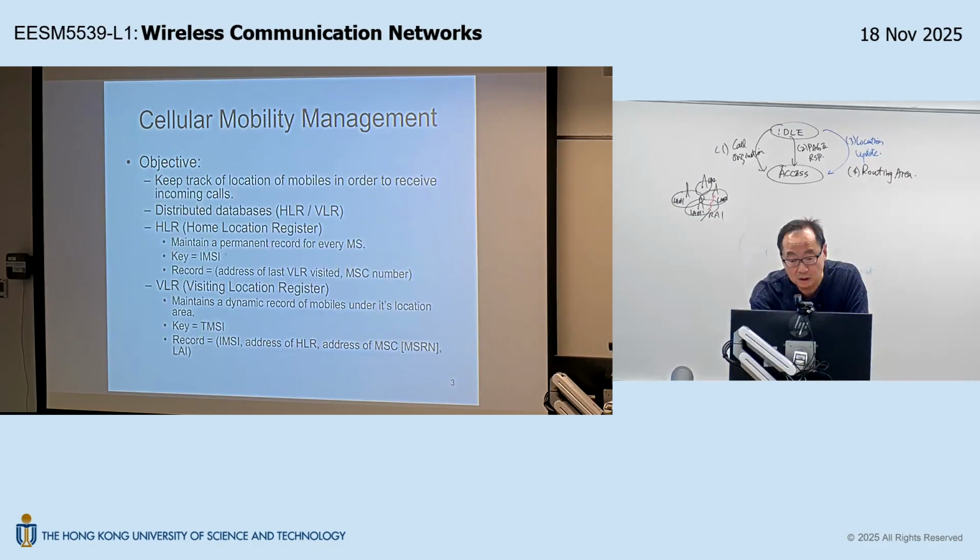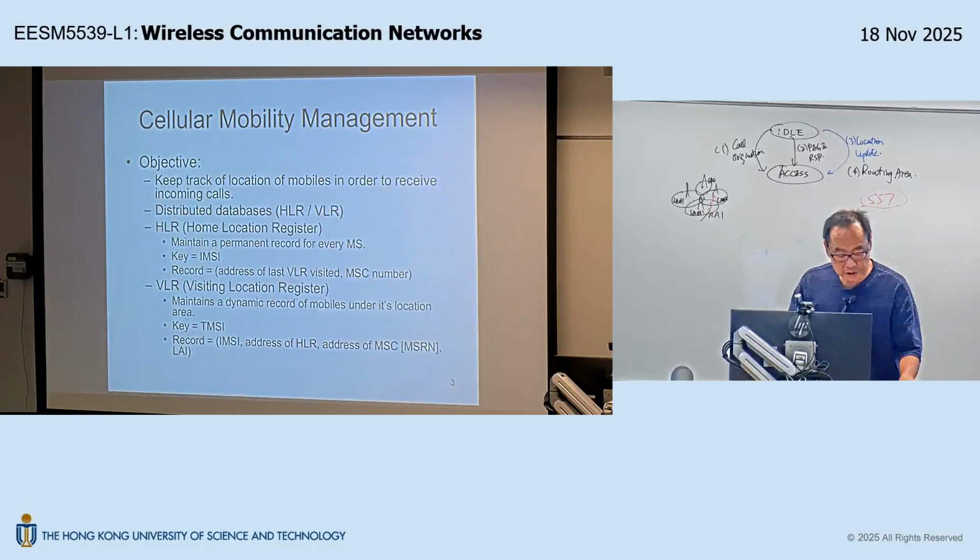The permanent record includes the address of the latest visiting location register and the MSC number. So these are the permanent record. Now, visiting location registers: there are many visiting location registers in a cellular network. Usually, a number of mobile switching centers will be associated with a certain visiting location register. So if you have 100 mobile switching centers in a network, you may have 20 visiting location registers. It maintains a dynamic record of mobiles under its location area.